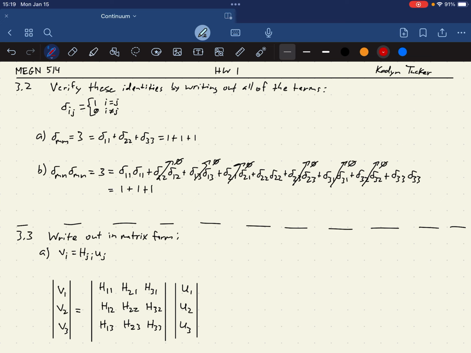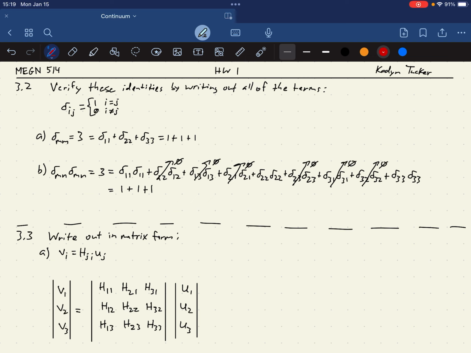So part A has a Kronecker delta with subscripts equal to 3. So we know because the subscripts are both the same letters, then they're also going to be the same numbers. So if we just consider indices 1 through 3, then we have delta 1,1 plus delta 2,2 plus delta 3,3. Since the indices on those deltas are all equal, the deltas are all just equal to 1. So we have 1 plus 1 plus 1, which is equal to 3.